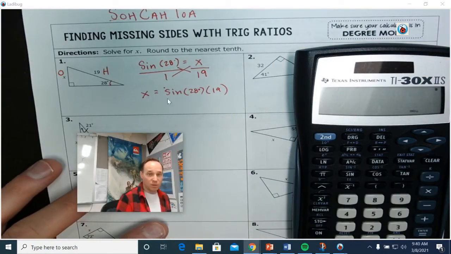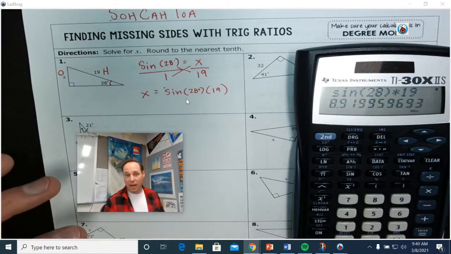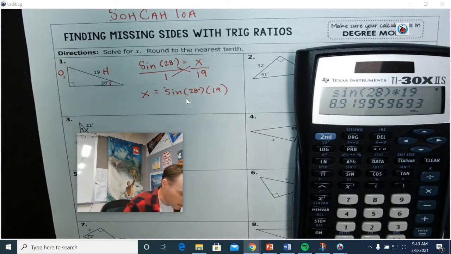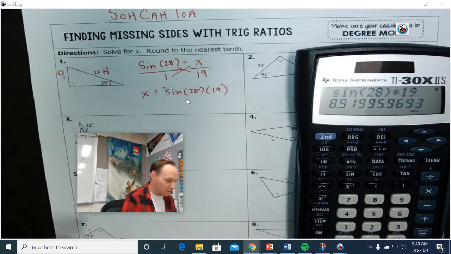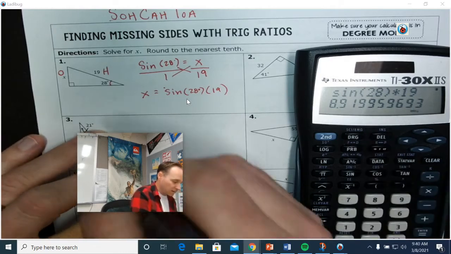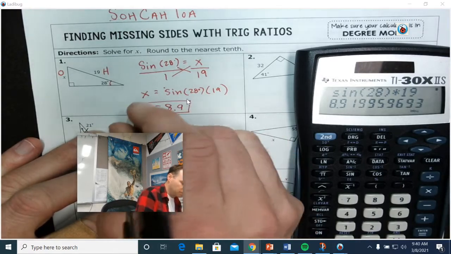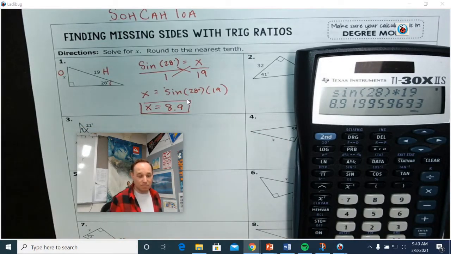Alright, now that we've set this up, all we have to do is punch this into our calculator. So we hit sine of 28 degrees, close parentheses, times 19. And we get 8.91958. This says round to the nearest tenth. So this 1 makes that stay a 9. So x is equal to 8.9. That's it. Like I said, most of this is just a lot of calculator crunching.